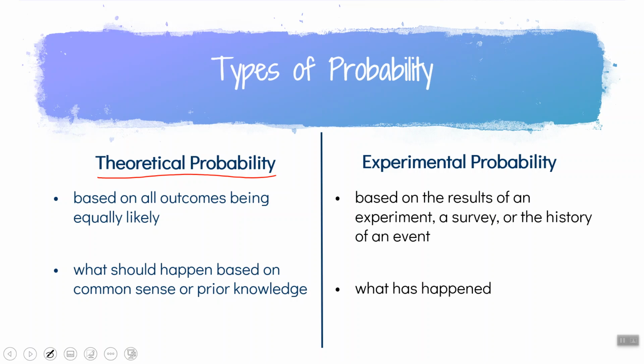Experimental probability is based on results of an experiment, a survey, maybe just looking back at the history of something, or a trial that was run for medical research. These are experimental probabilities.